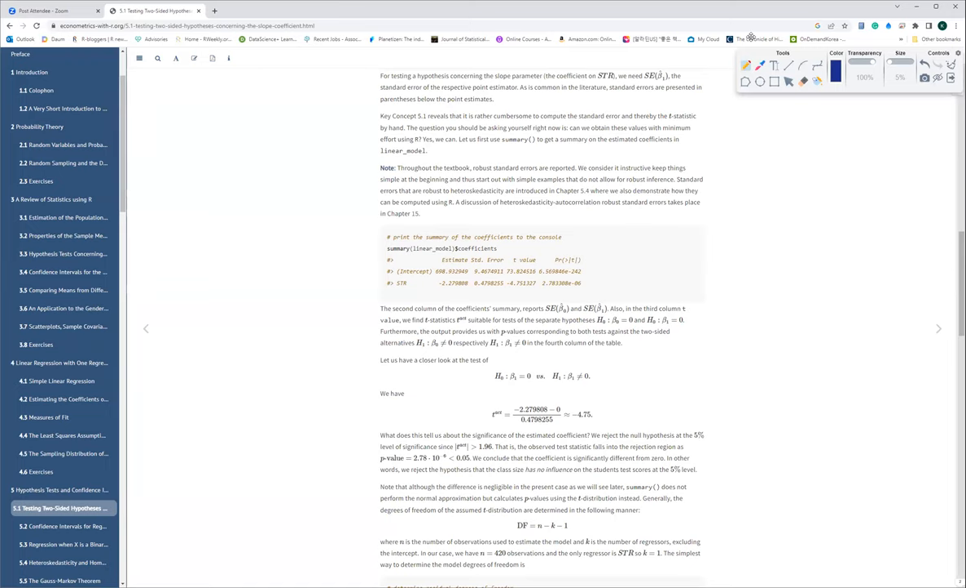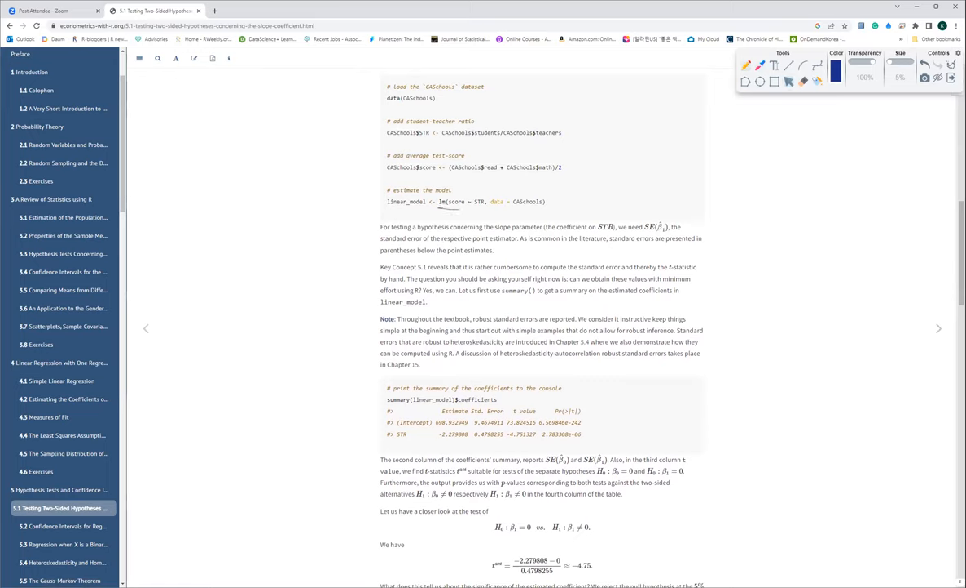So when we use the lm command up at the top, right here, we do score and student-teacher ratio using the CA school dataset, and then we can just type summary, and lm will give us all of this information. But the output of lm is also a kind of list, so you can extract the coefficients separately by using the dollar sign, as if dealing with a variable. And here is the result.